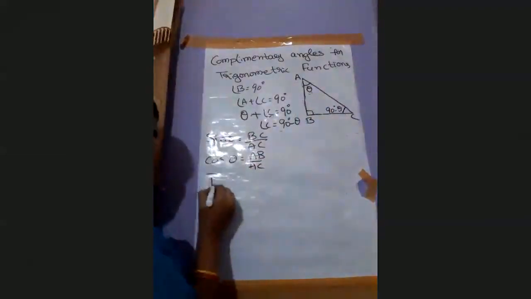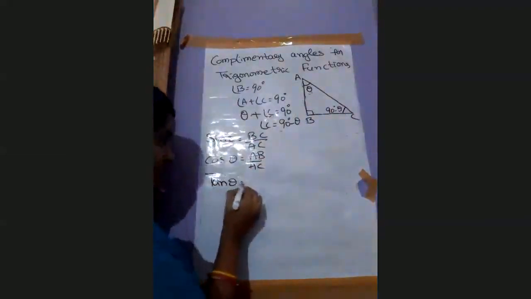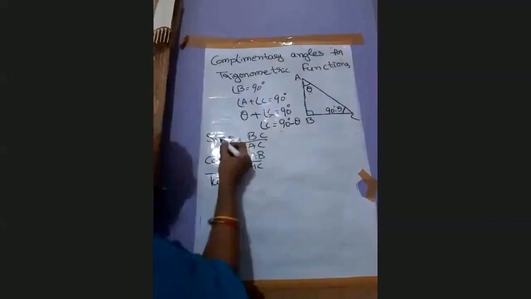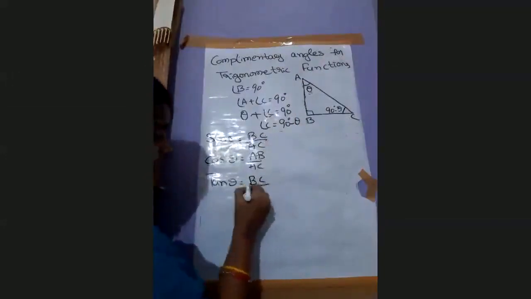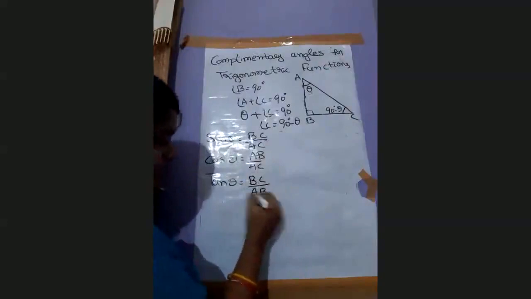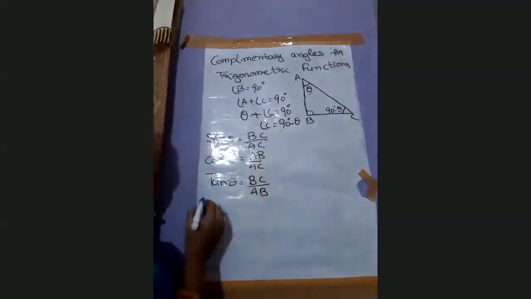So then what about tan theta? You don't need to look elsewhere, it is sin theta and cos theta. So we can write BC divided by AB. Right?